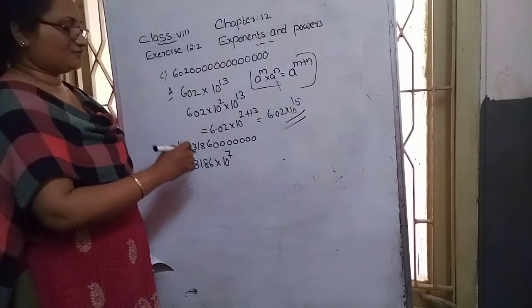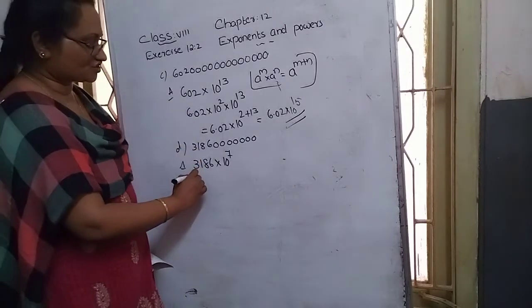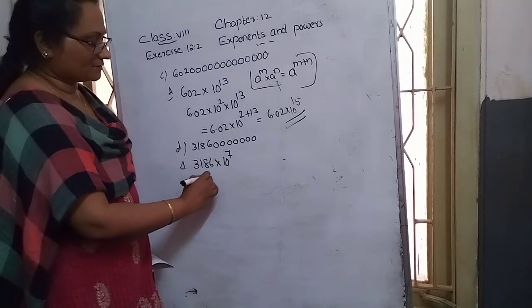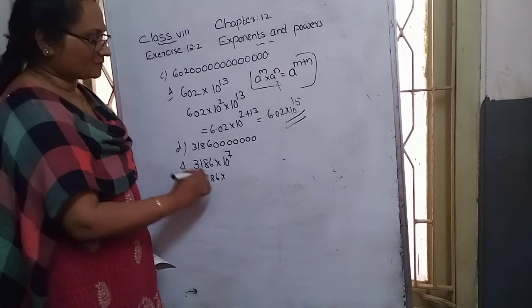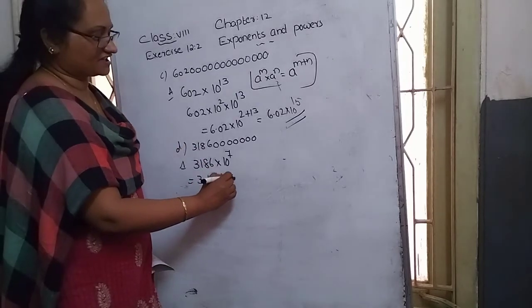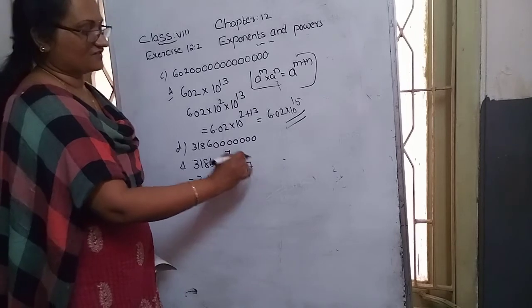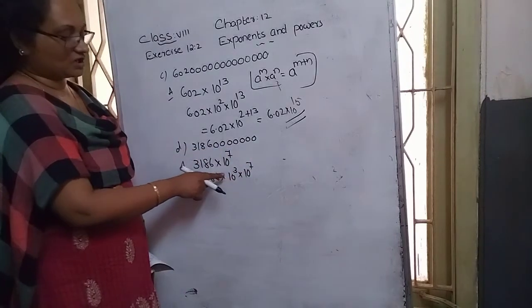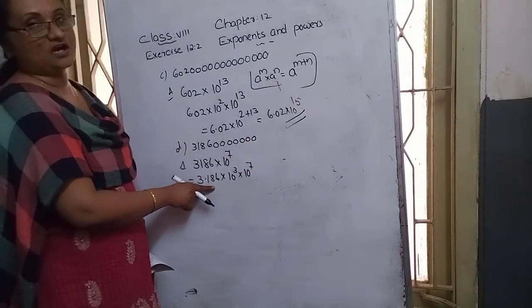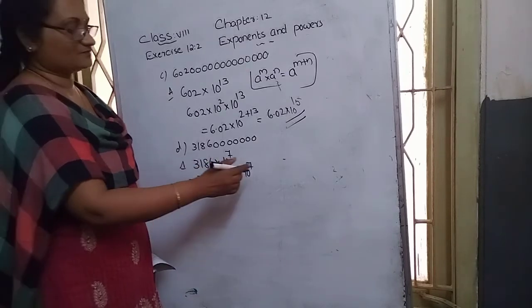Then standard form means always from left, take one place and put the decimal here. So 3.186 into 10 power... after the decimal point, how many digits? 3 digits. We can represent that as 10 power 3, and we already have 10 power 7. So 10 power 3 comes from the number of digits after the decimal point, 3 digits, and 10 power 7.